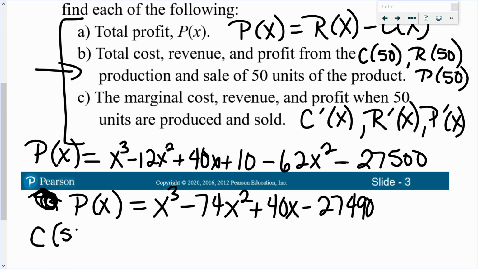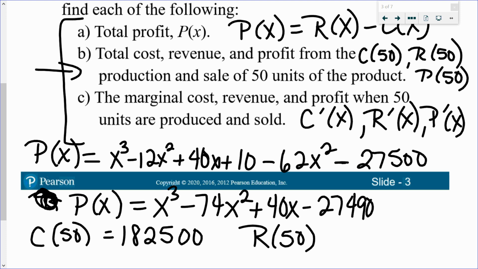C of 50 is 182,500. R of 50 is 97,010. Not quite sure if these numbers are turning out right.